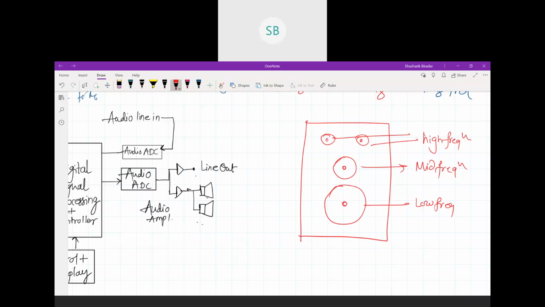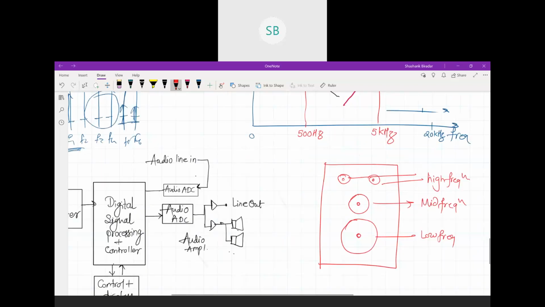What about the attenuation? It is high for the woofer, moderate for the mid-range, and low for the tweeter. The applications are music systems, home theaters and so on. This is how the multi-speaker system looks.